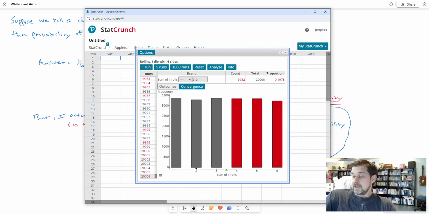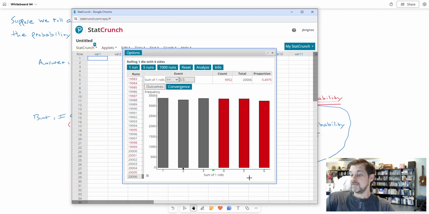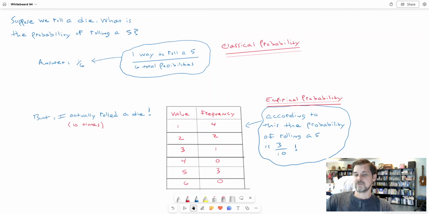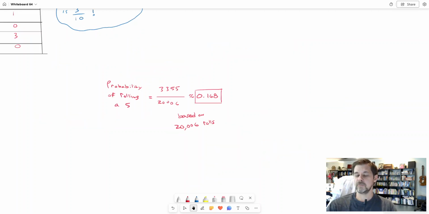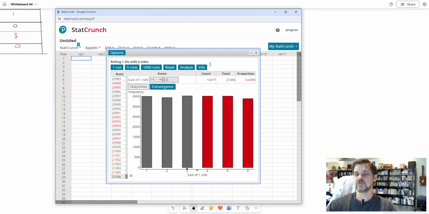Now, in that case, if I rolled the die 9,952 times, what's the probability of rolling a 5 then? Okay, in contrast with my experiment over here of actually rolling the physical die 10 times. Well, let's calculate. I'll pause the video to calculate it and resume it once I get you the number. Okay, so I wanted to calculate the probability of rolling a 5 based on this extremely large number of individual rolls of the die.